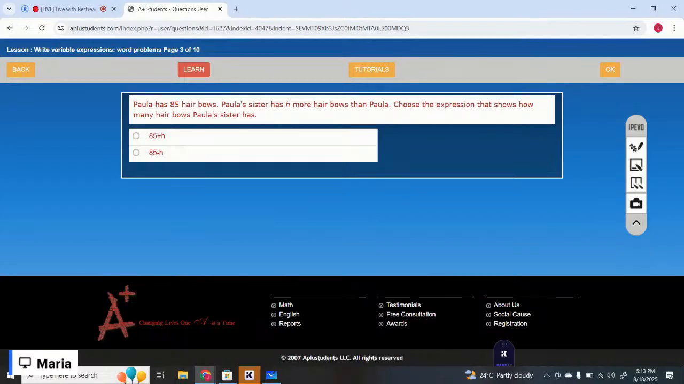Paula had 85 hair bows. Paula's sister has 8 more hair bows than Paula. Choose the expression that shows how many hair bows Paula's sister has. So, which is the correct option? That is 85 plus 8.